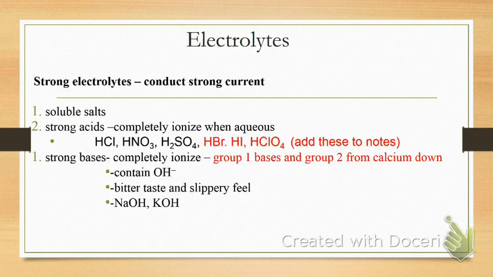When we're talking about electrolytes, all your soluble salts are strong electrolytes, and your strong acids. Please add those 3 that got left out of your notes. Those are the 6 strong acids. Memorize them.